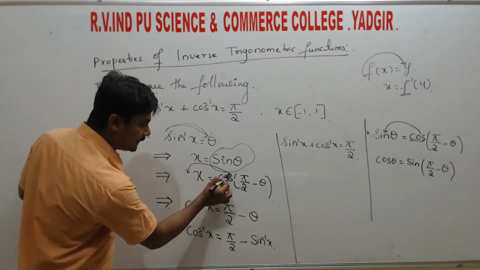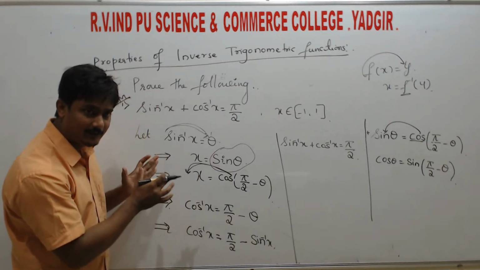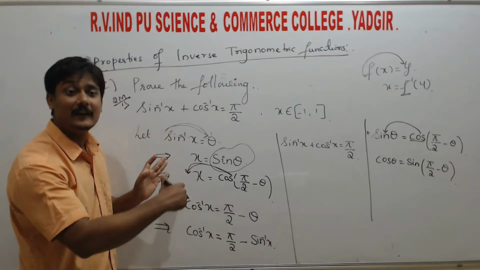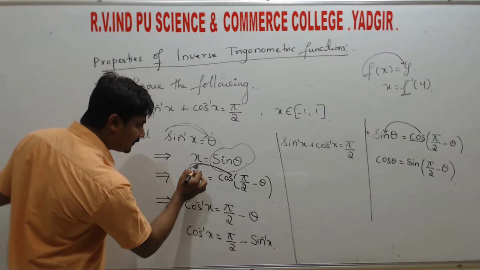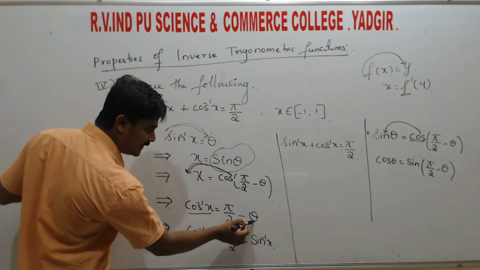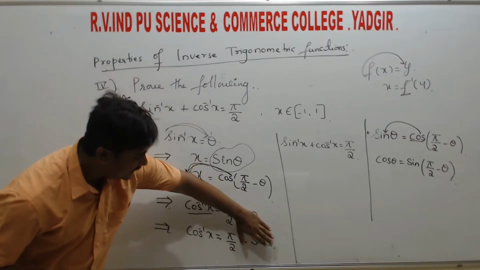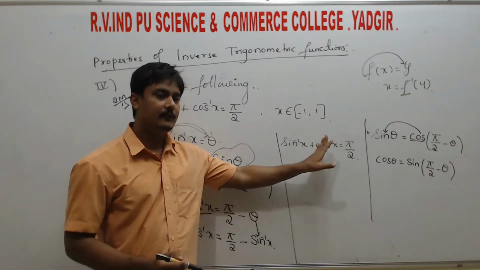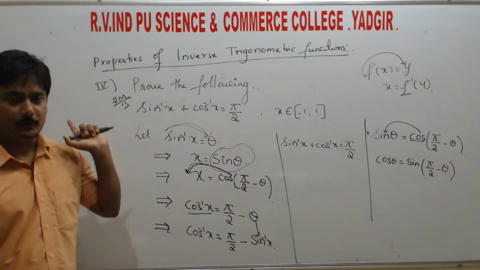If I take this cos to the left side, actually I should not use that word, but for understanding purpose I use it. Actually it is according to the definition. So if I move this cos to the left side, it is cos inverse x equal to pi by 2 minus theta. We know that theta is nothing but our sin inverse x. If I take this minus sin inverse x to the left side, it becomes plus sin inverse. So sin inverse x plus cos inverse x equal to what? Pi by 2.